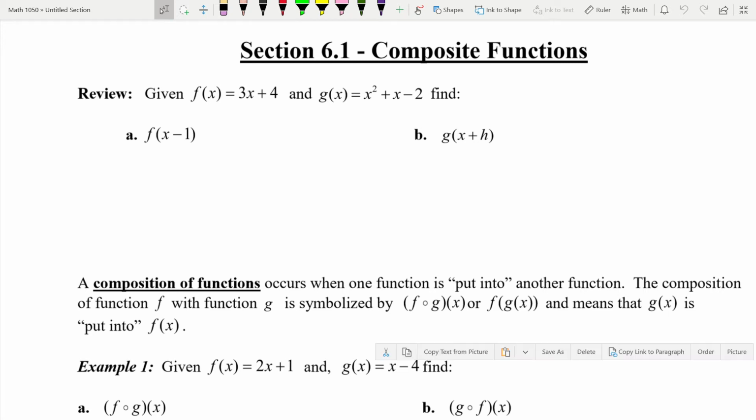Anyway. Okay, so this is lesson 6-1. What we're going to do today is called composition of functions, basically, when you take your g of x and you plug it into your f of x kind of thing, okay?